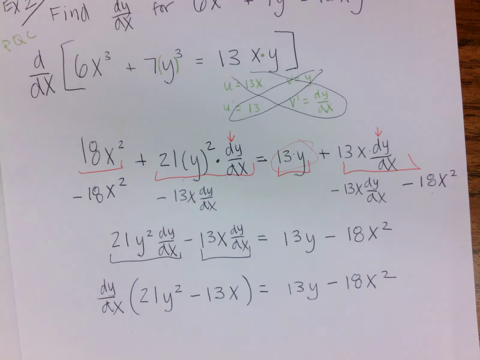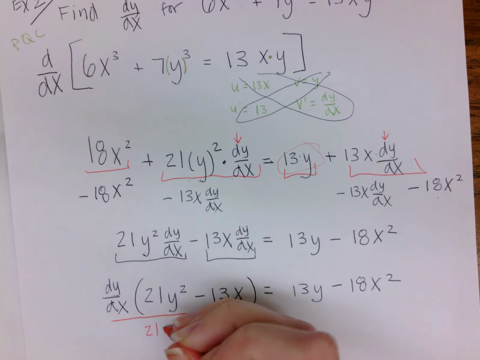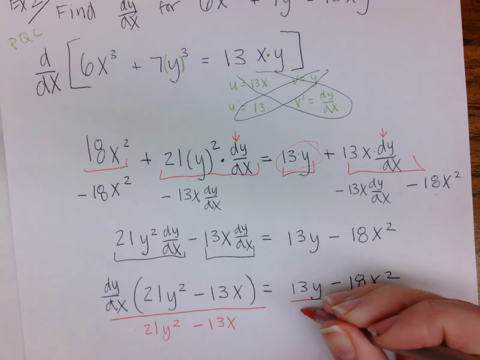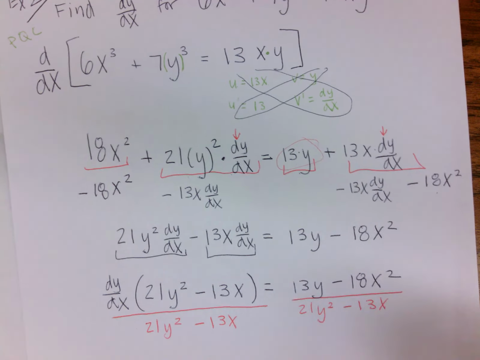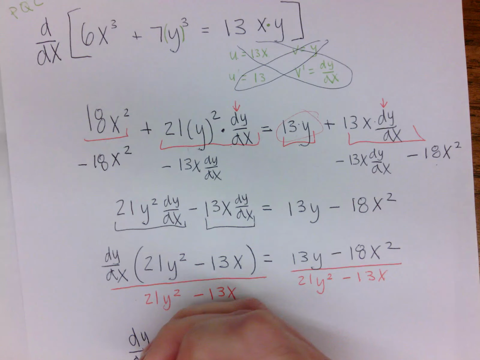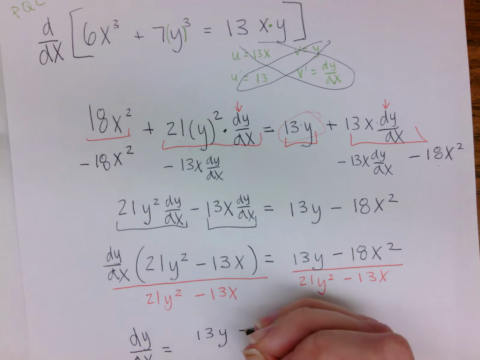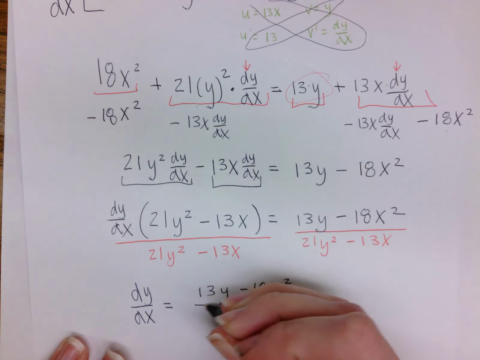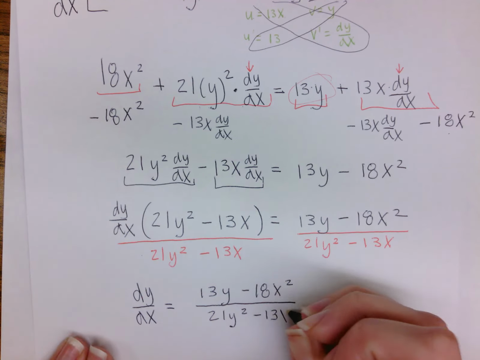Now, to get dy/dx by itself, I'm going to divide by 21y squared minus 13x on both sides. My final answer is going to be dy/dx equals 13y minus 18x squared over 21y squared minus 13x.